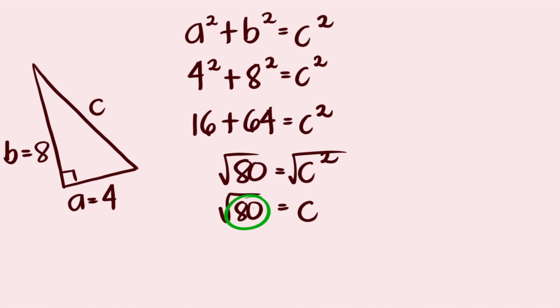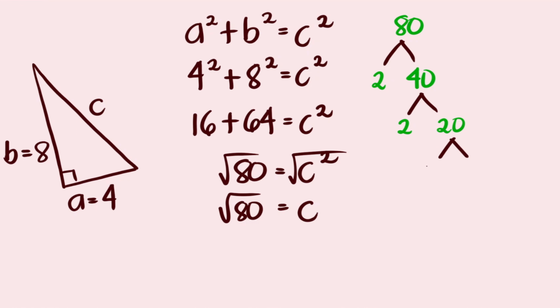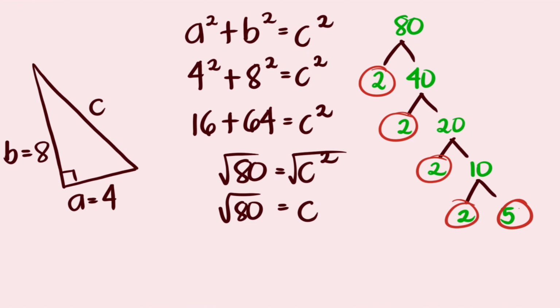Notice that 80 is not a perfect square. What we can do is to make this value into product of its prime factors. 80 is equal to 2 times 40. 40 is 2 times 20. 20 is 2 times 10. 10 is 2 times 5. Thus, we can write square root of 80 as square root of 2 times 2 times 2 times 2 times 5.